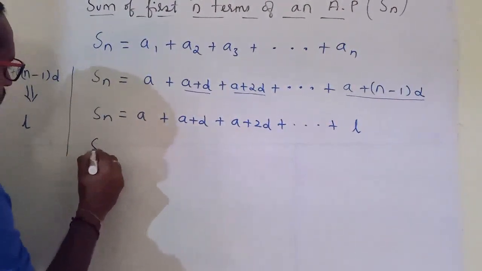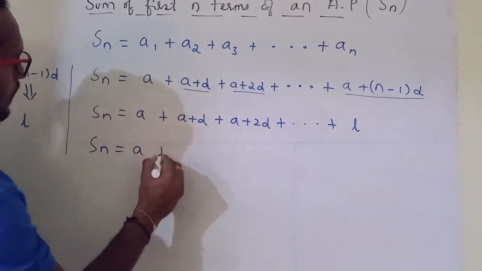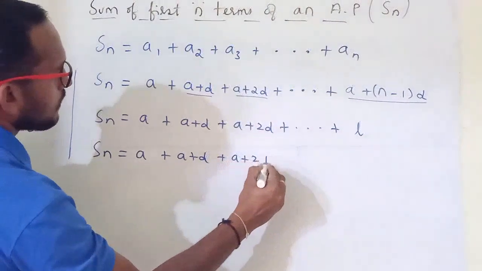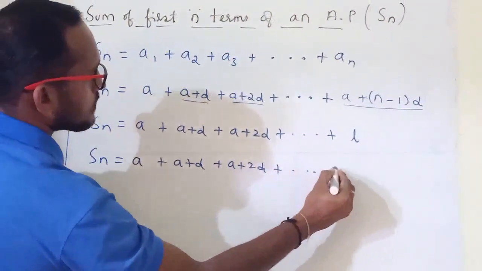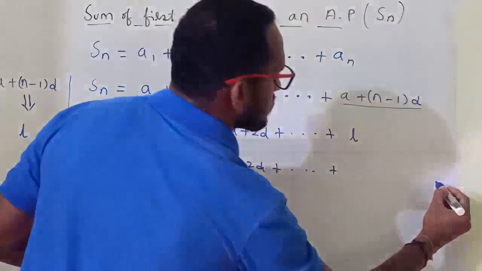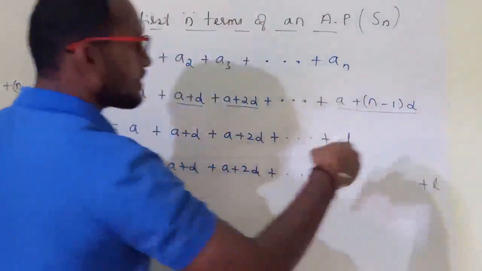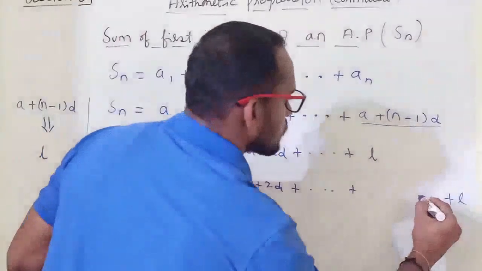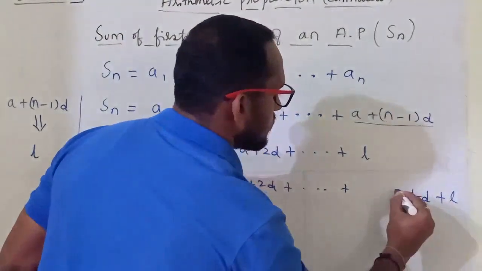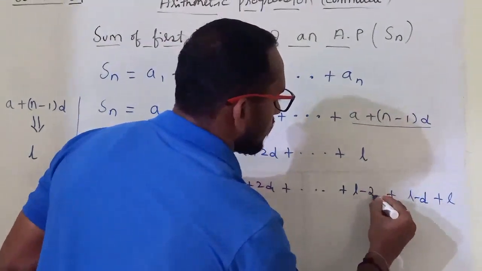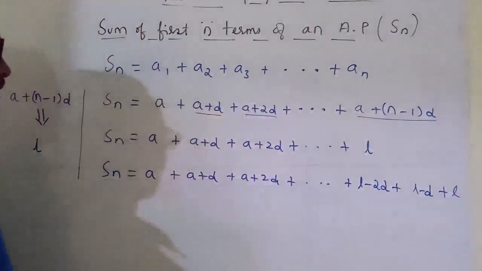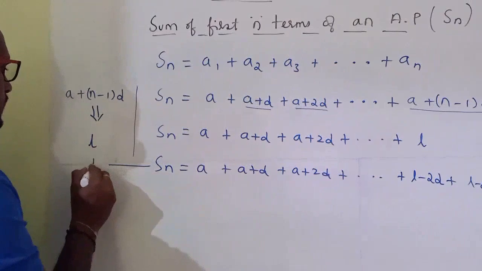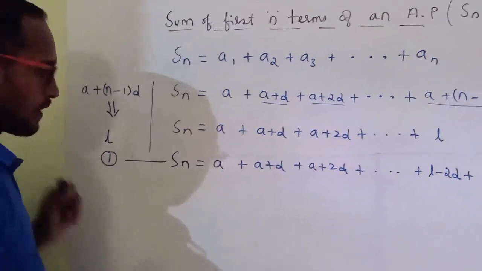Just have a look. Sn is equal to a plus (a plus d) plus (a plus 2d) plus etc. Imagine the last term is l. What is the preceding term of l? You need to subtract d from l. It becomes l minus d. Similarly, this becomes l minus 2d. Let me call this expression equation 1.